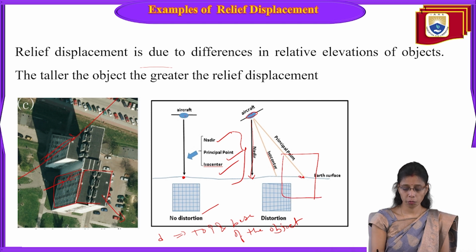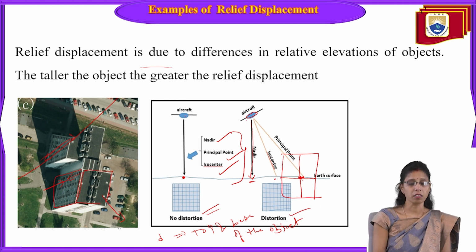Okay, if the principal point is here, your photo is like this, so this much area is captured. Another point is here. The isocenter is here, the principal point is here. That means it's an oblique photo. Now you can see there is no distortion in this vertical, and you can see the distortion here. Why? Because it is taken from an angle.